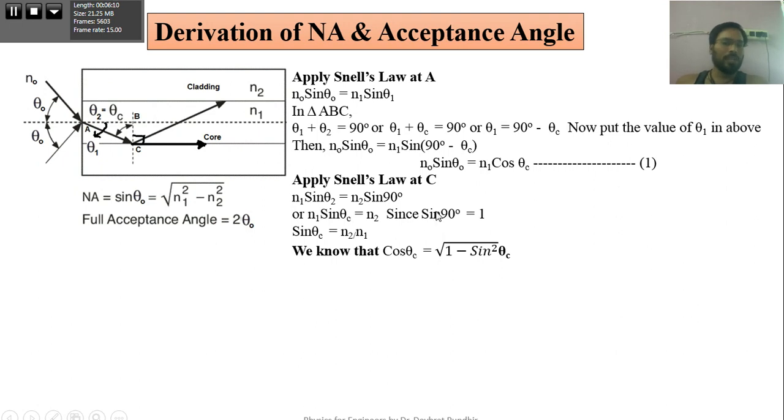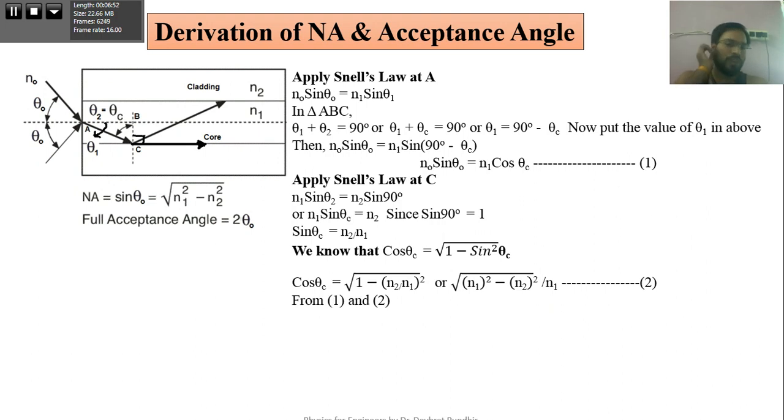Now, because you need to calculate the value of cos θc, and you know the value of sin θc, you can use this formula, the modified version of sin²θ + cos²θ = 1. So cos θc = √(1 − sin²θc). You can put the value of sin θc here, so this becomes √(1 − (n2/n1)²). Taking the LCM, this becomes √(n1² − n2²) upon n1. Let's say this is equation number 2.